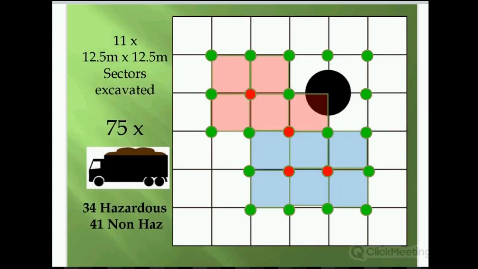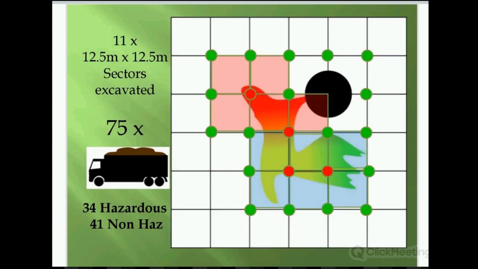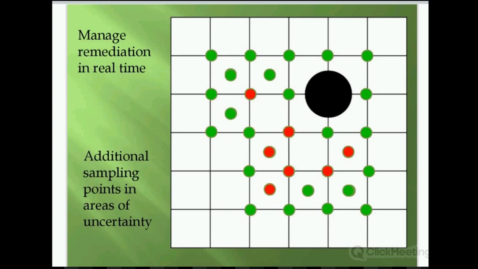So on that, you would excavate, again, the hazardous as the pink, non-hazardous as the blue, and you can see it's come down quite a bit: 34 hazardous loads, 41 non-haz. And still all the contamination removed. We can actually do remediation in real time, so we fill in the gaps where there's some uncertainty.